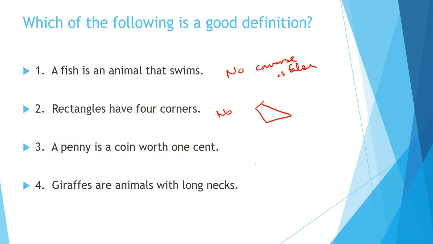A penny is a coin worth 1 cent. Is a coin worth 1 cent also a penny? Yes. So this is a good definition. What about giraffes are animals with long necks? What do we mean by long? Just a little bit long? A lot long? And is every animal with a long neck a giraffe? Probably not. So this one is the one that meets all our conditions. We could write it as an if-then statement and a converse that are both true, and we could write it as a biconditional. We'll do some more of these in class, and that's it for now.